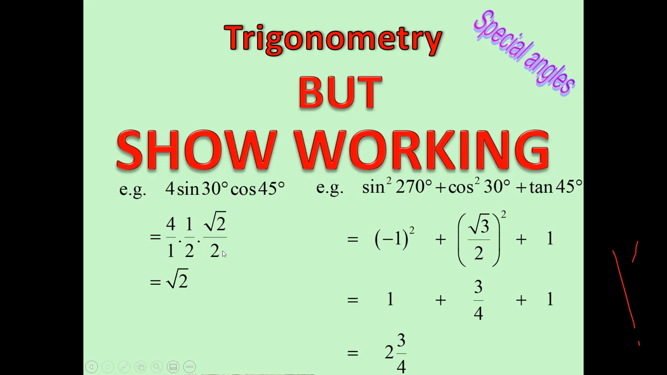Are you getting root 2 over 2? Yes, sir. So this is how they will mark your paper. You use your calculator, you put half, you get a mark. Sine cos 45, when you say root 2 over 2, you get a mark. Then you have to show your working.